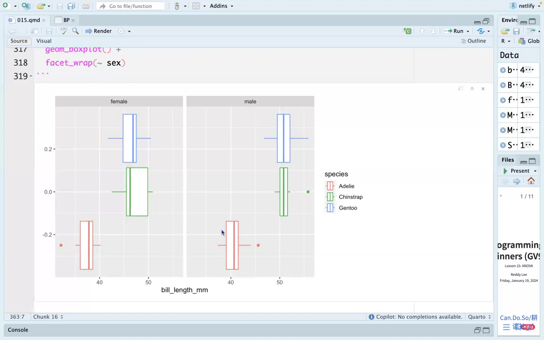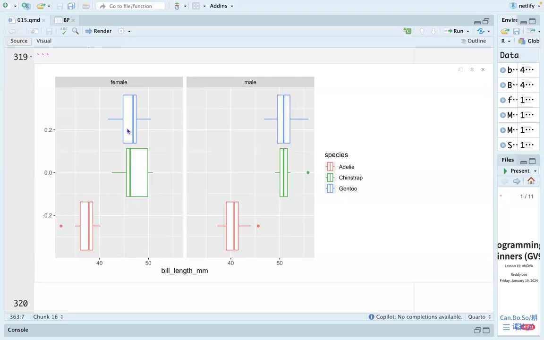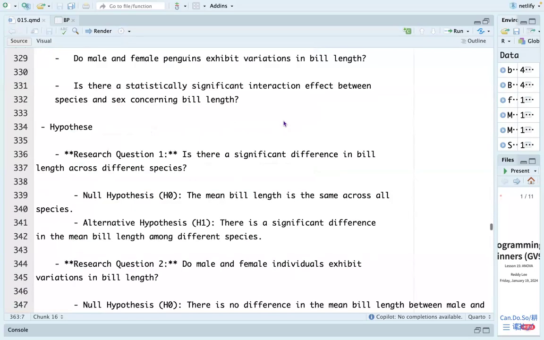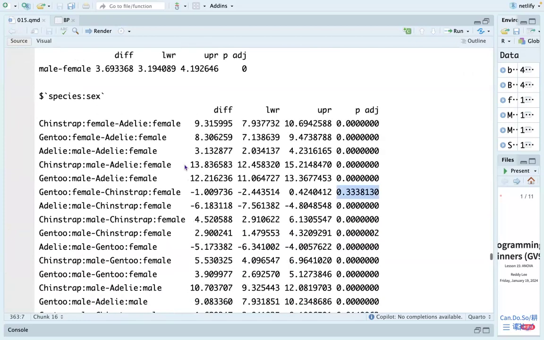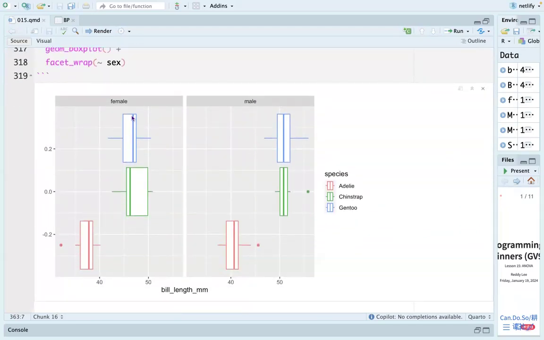So we can see Can.Do female, this one. And chin strap female, these two are quite different. These two are quite close. Let me go back to this. Female, chin strap and Can.Do. Okay, these two are quite the same, and these two are quite the same. Male.